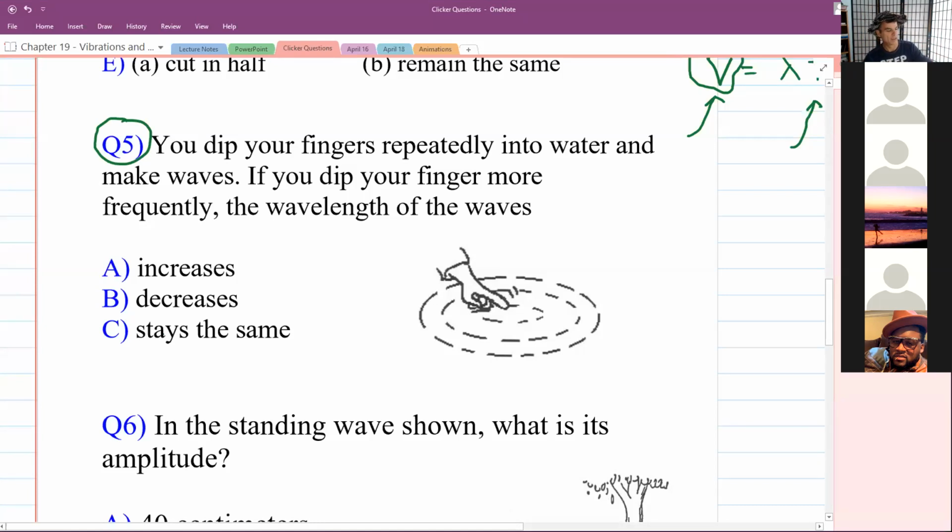What do you think? Take 25 seconds. If you can see the poll, make a choice. What do you think? How is wavelength affected when I increase the frequency of the waves that I produce?